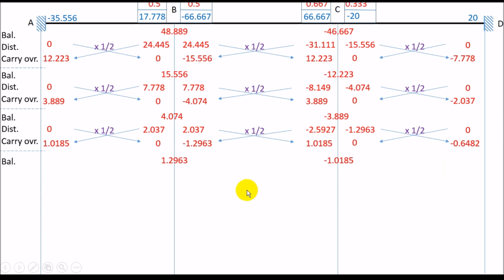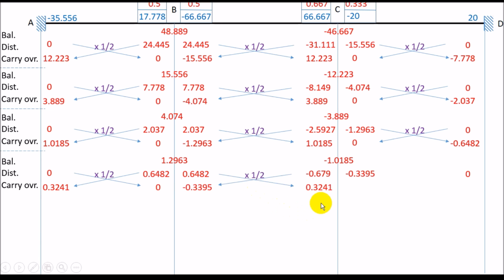The balancing step. Second, distribution step, multiplying this by its distribution factor, multiplying this by its distribution factor. Third is carryover step. So I just carry over it and multiply it by half, again here and here as well. 1, 2, 3, 4, 4 iterations are over. This is our fifth iteration.